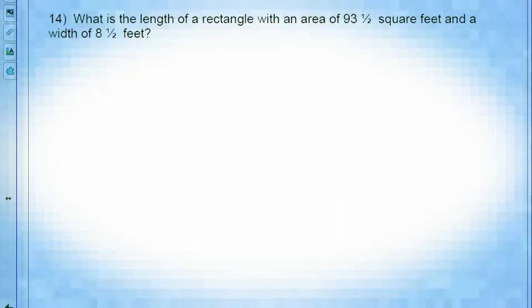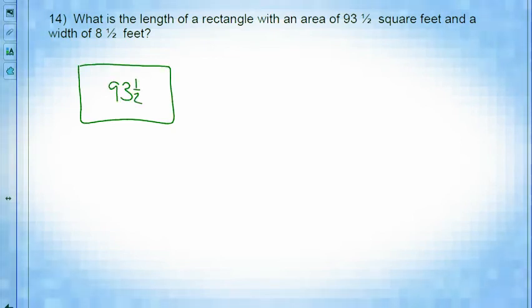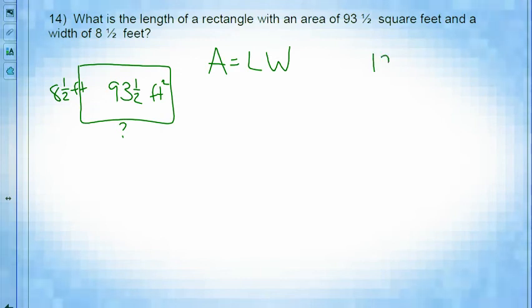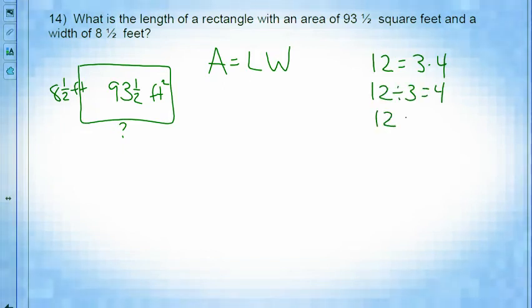All right, we want to know the length of a rectangle with an area of 93 1/2 square feet if its width is 8 1/2 feet. So I want to find this. And we know that area equals length times width. We also know with any multiplication thing, say we have 12 equals 3 times 4, I can reverse it and say 12 divided by 3 equals 4, or 12 divided by 4 equals 3. And so I can say the area divided by the width equals the length.